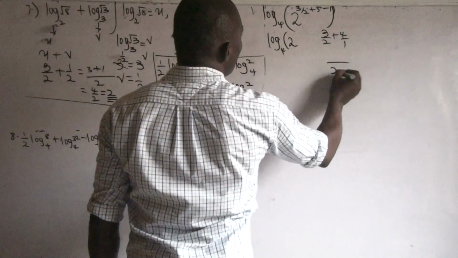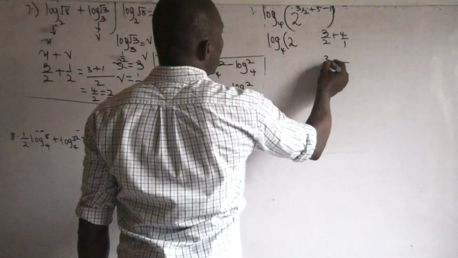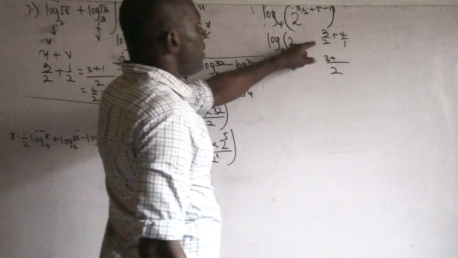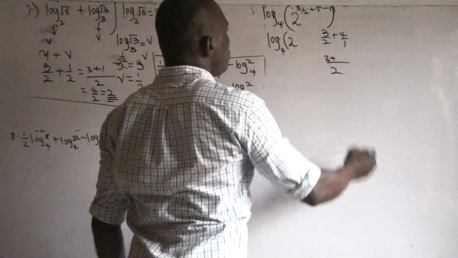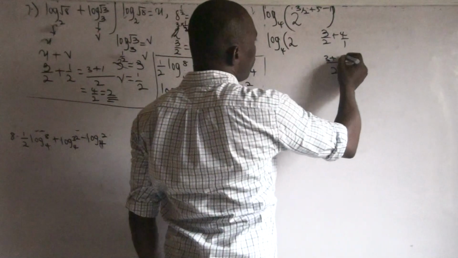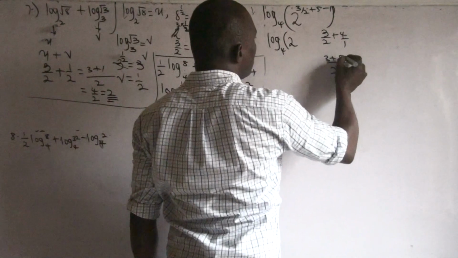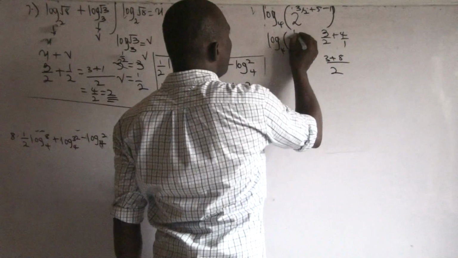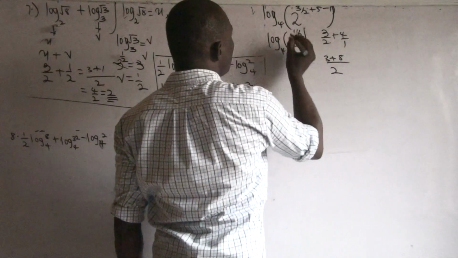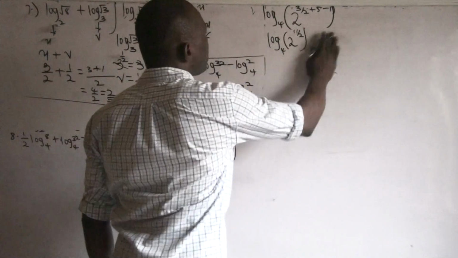The LCM is 2. 2 divided by 2 is 1, 1 times 3 is 3. 2 divided by 1 is 2, 2 times 4 gives us 8. So here we have 2 raised to the power 11 over 2. That is the expression there.